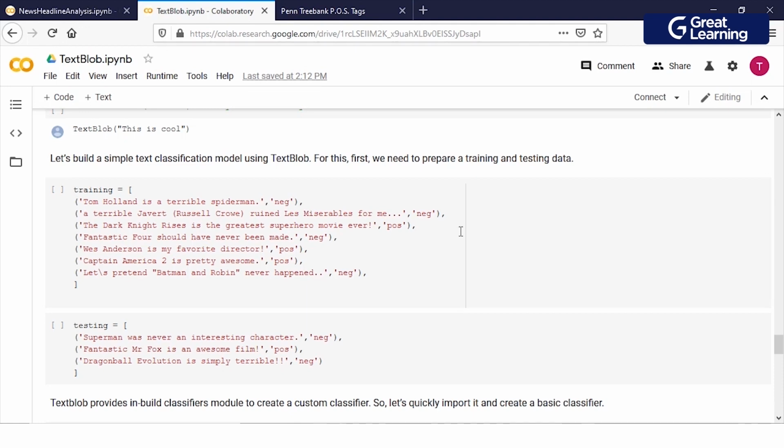So I am the user. I have created this dataset. I have said, Tom Holland is a terrible Spider-Man. It's a negative sentence. You agree with me?